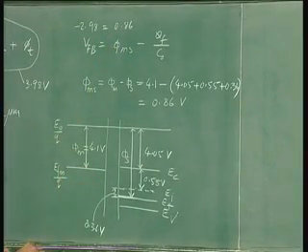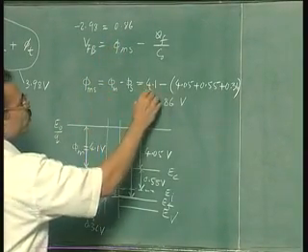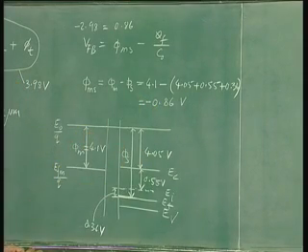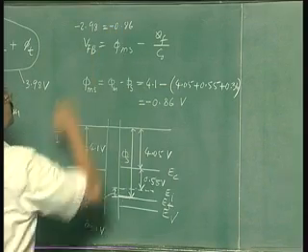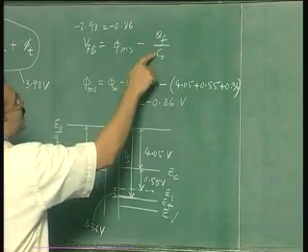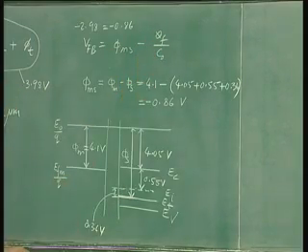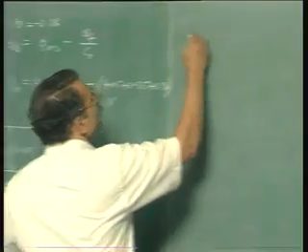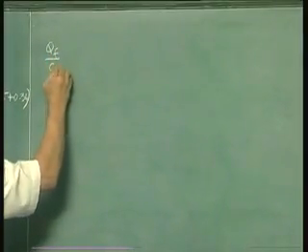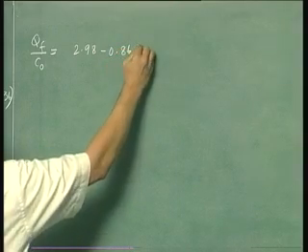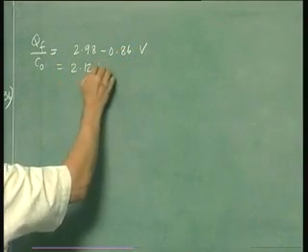Now incidentally phi ms is negative, phi m is 4.1, this is actually negative. Please note phi m is less, phi s is more. But still you cannot account for this 2.98 only from phi ms. So obviously there is a fixed charge Qf. Now what is the value of the fixed charge? We can write Qf by C naught is equal to 2.98 minus 0.86 volts, this is 2.12 volts.